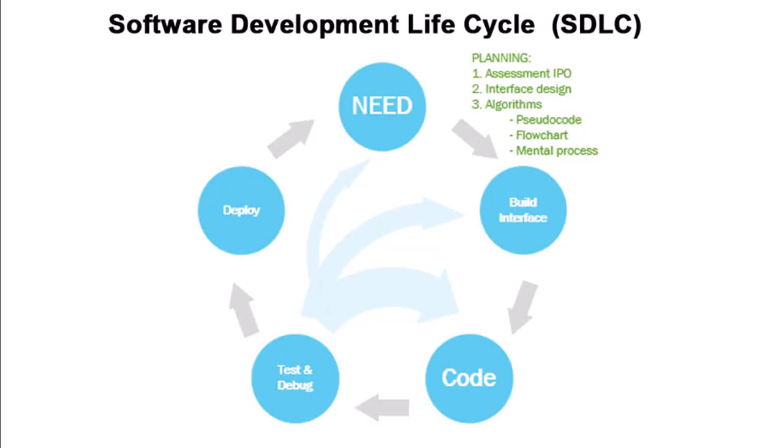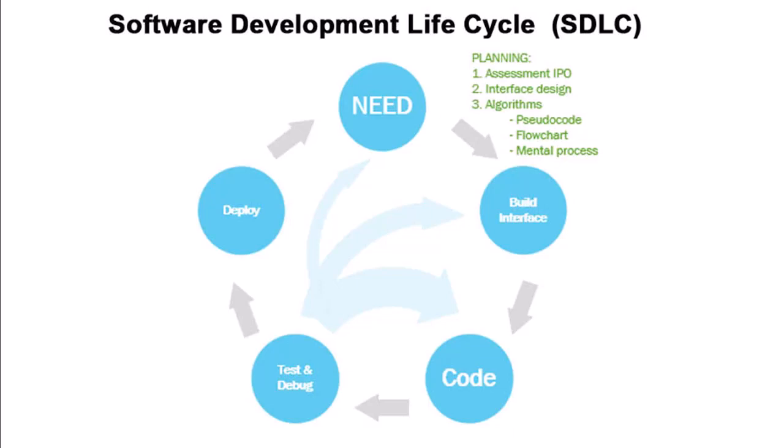Then we need to design our interface, and there I use a tool called a storyboard most often. And then we need to design our algorithm to make it do something, to make it work. And there's a couple processes there. That's pseudo code and flowcharting. We'll look at both of those. It might also be done in your head as a mental process for a simple program. We're going to take our need, build our interface, code it, and then we're going to test and debug.